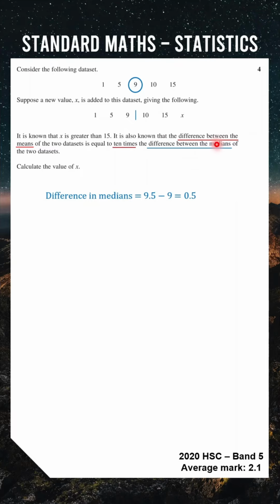Now, it says that the difference between the means is 10 times the difference between the medians. So we take our difference in medians and we times that by 10. So 10 lots of a half gets us 5, and this tells me that the difference between our two means is going to be 5.